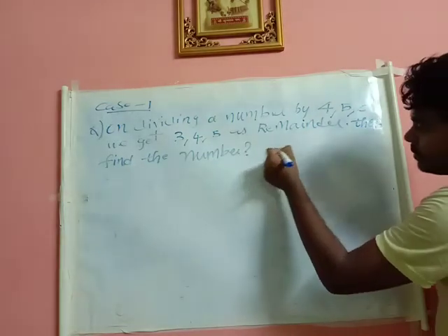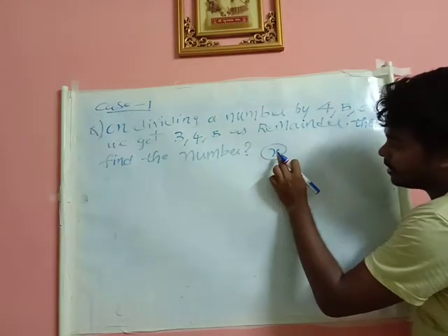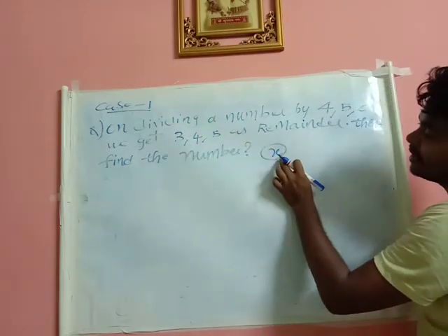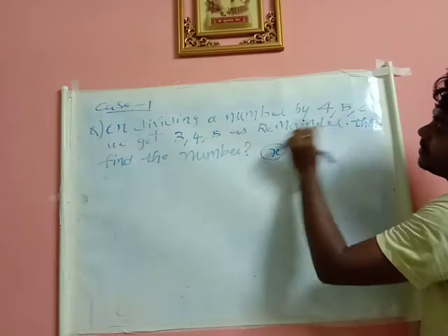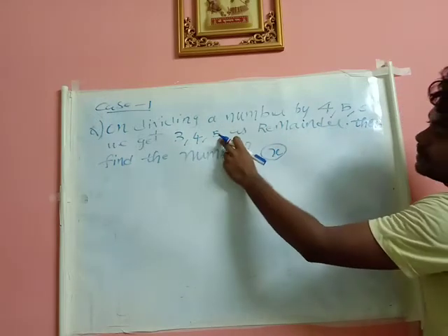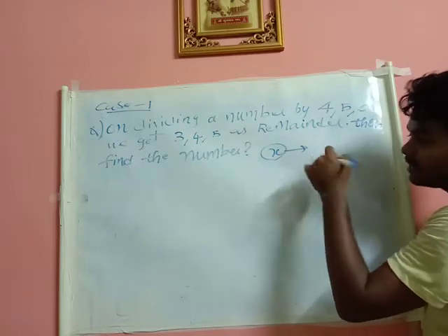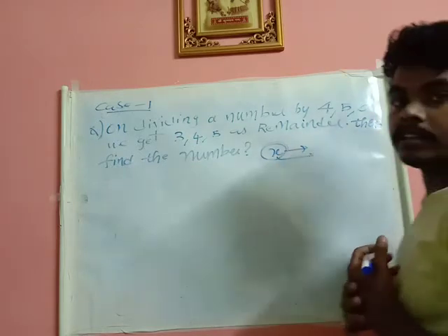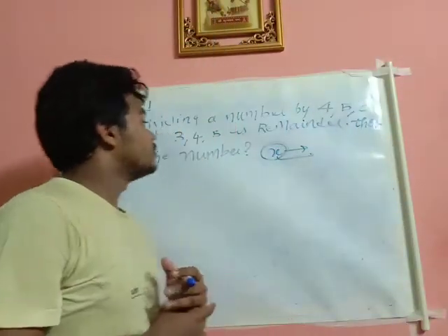Let me assume that the number is x. So when I divide the number x by 4, I am getting 3 as the remainder. When I divide x by 5, I get 4 as the remainder. When I divide x by 6, I get 5 as the remainder. So if this happens, what is the number x? I think you got the question, right? So what is the number x?